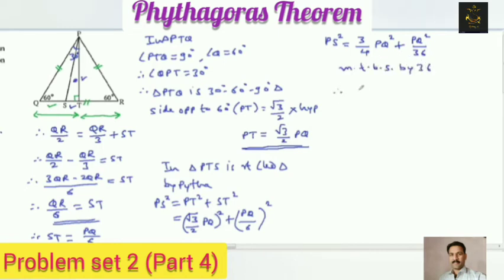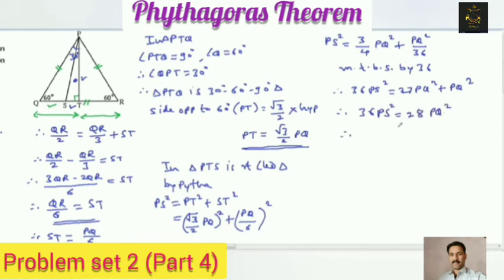What will we get here now? This is 36 PS square. So 36 PS square is equal to, if you multiply here by 36, 4 nines are 36, and 9 threes are 27, PQ square, plus here 36 gets cancelled, just write PQ square. In this way we'll write 36 PS square is equal to 28 PQ square.